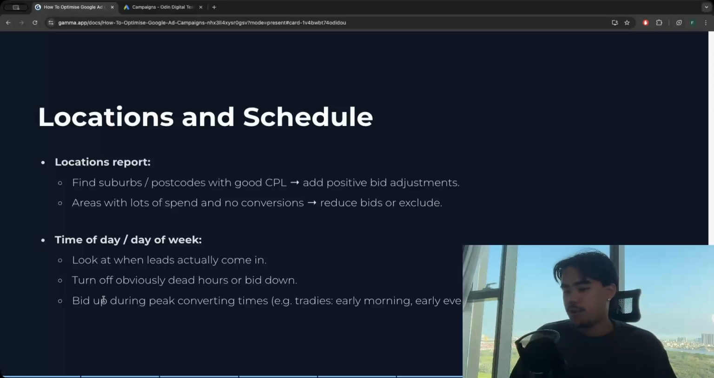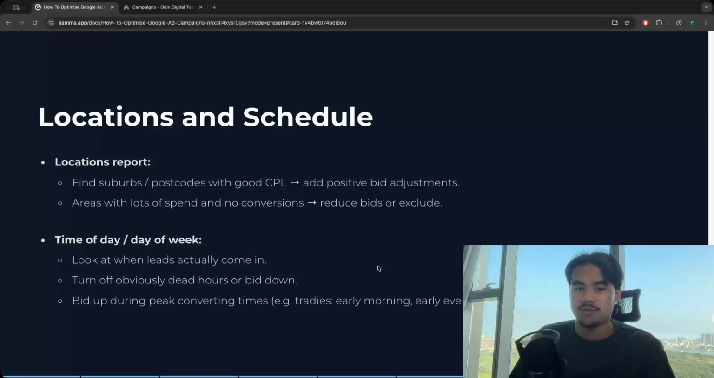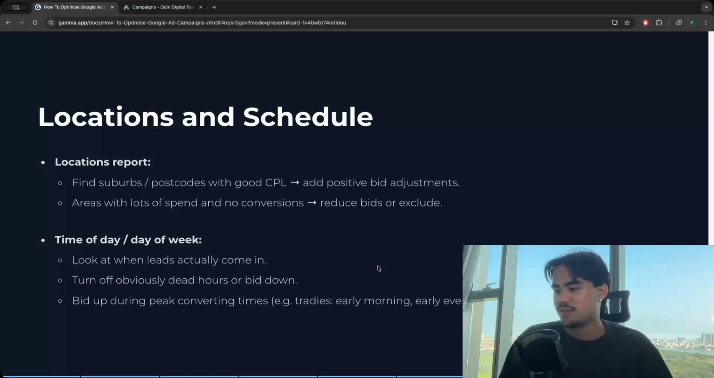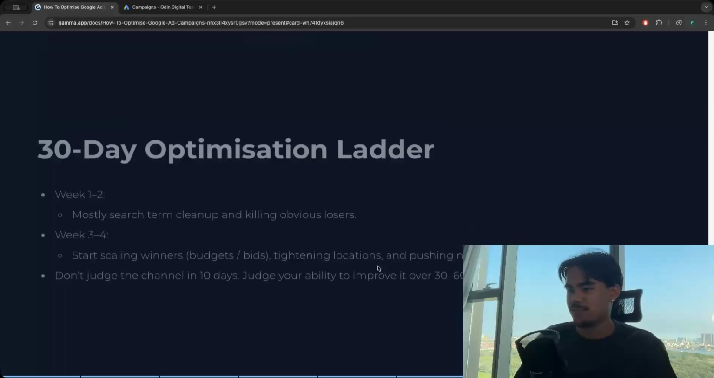So we also want to bid up during peak converting times. For example, for tradies, it's early morning and early evening, right? Because that's when people, let's use the plumber example again, if my tap broke, or if I need heating in my water or something, then I will usually do it in the morning as an example, right? But obviously look at the data and make that decision there.